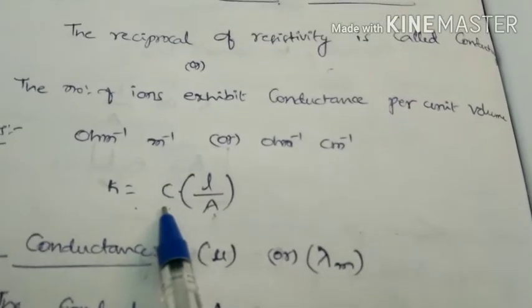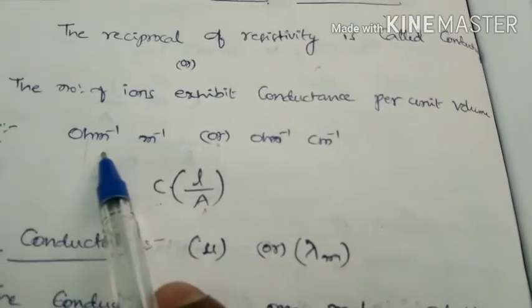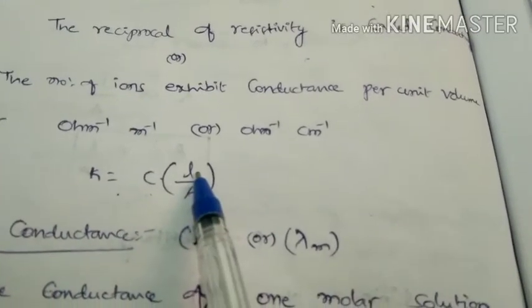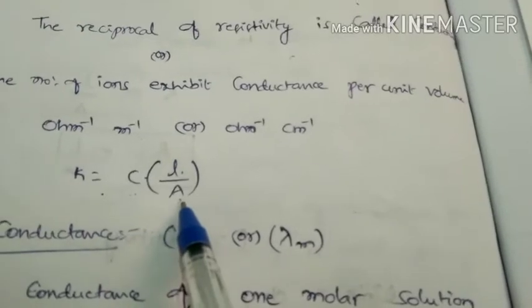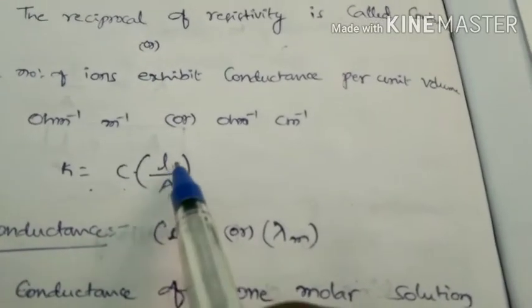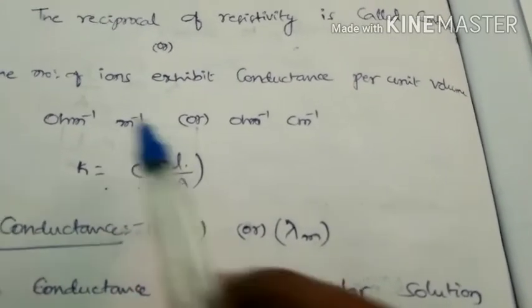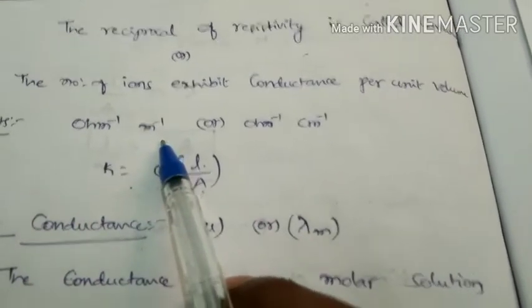Here C is conductance. The dimension of conductance C is ohm inverse. If you substitute centimeter here, then here also you should use the same dimensions, that is centimeter square. Suppose if you take meter, here meter square. So finally we get the dimensions like this.